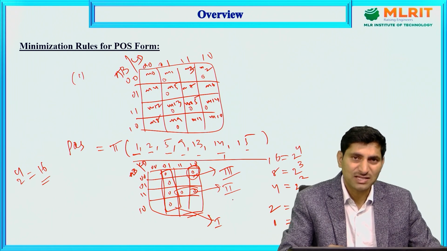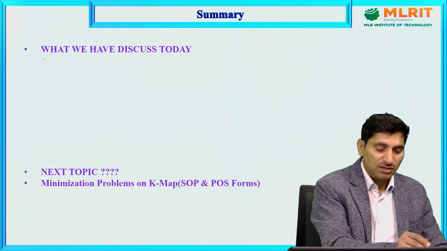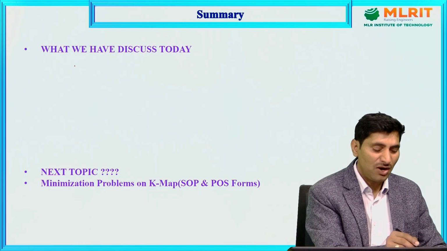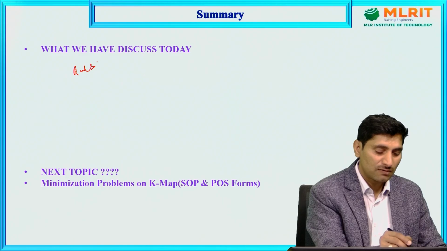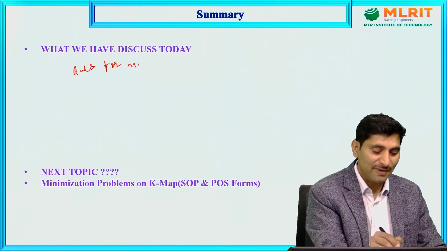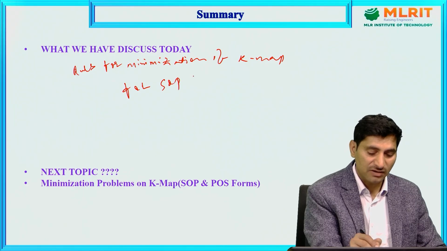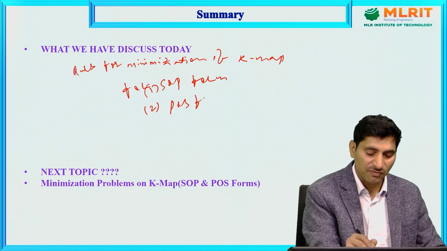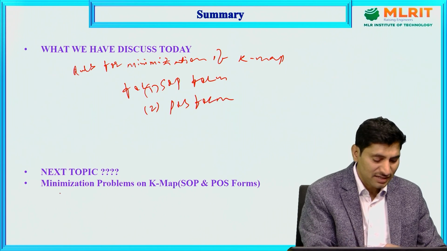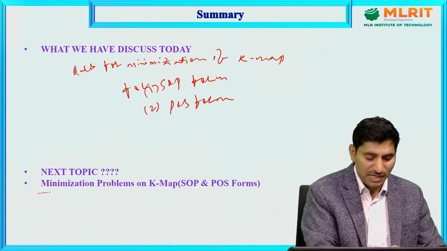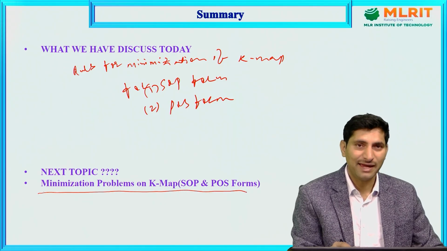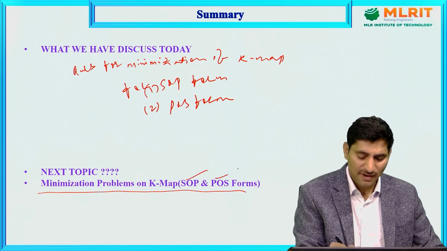Using these 3 groups, this is what the rules for minimization of K-map for SOP and POS forms are. So today we have discussed the rules for minimization of K-map for SOP form and second one POS form. In the next session I am going to discuss minimization problems on K-map for SOP form and POS form.